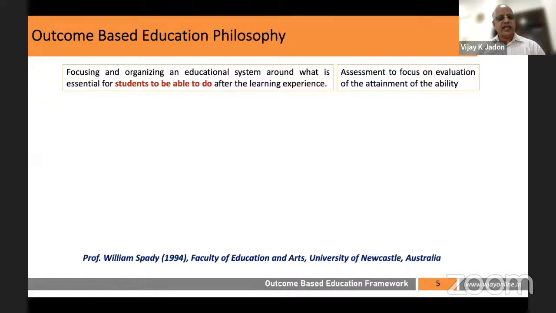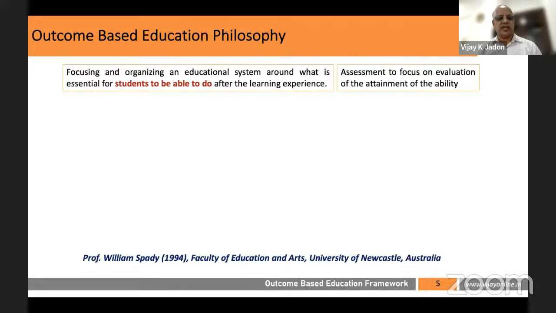In outcome-based education, as we have already discussed, I have already accepted whatever Dr. Malini spoke, that everything was all about outcome-based education. I am just basically putting things in a framework. So outcome-based education is focusing and organizing an education system around what is essential for students to be able to do. The highlighted phrase, students to be able to do, is the prime focus in outcome-based education. We have to only focus on what students are able to do after their learning experience. That is the key for outcome-based education.